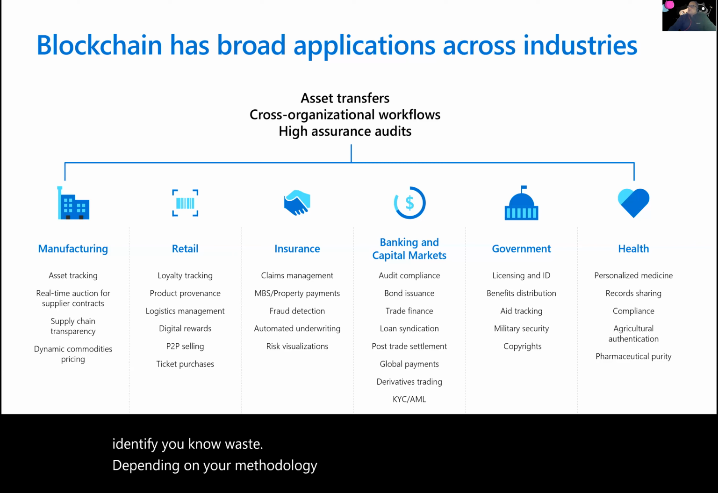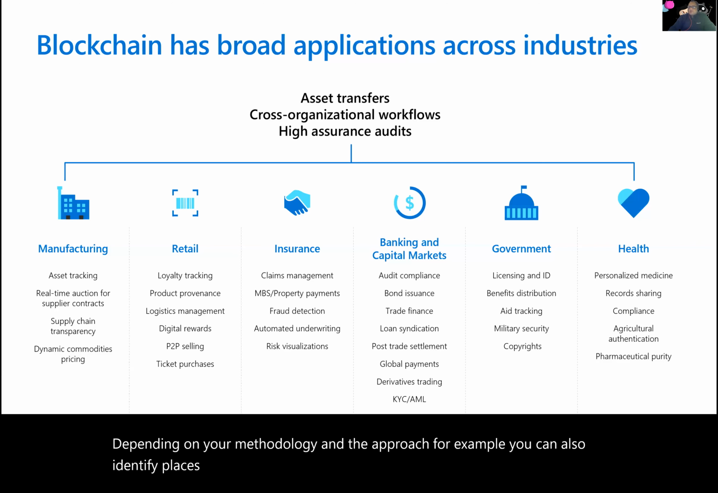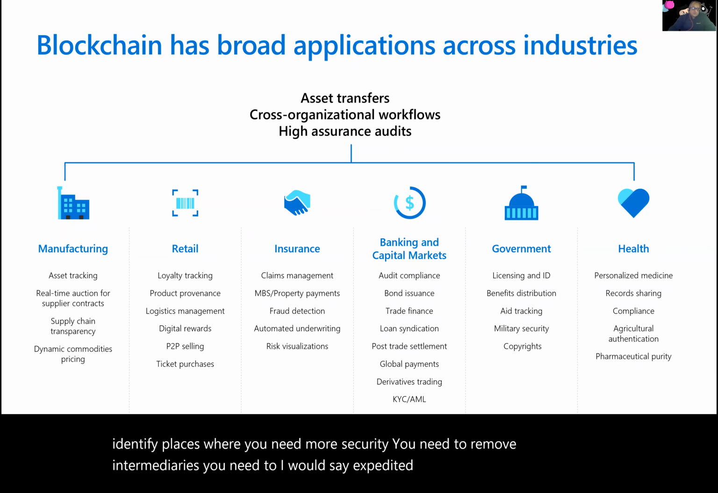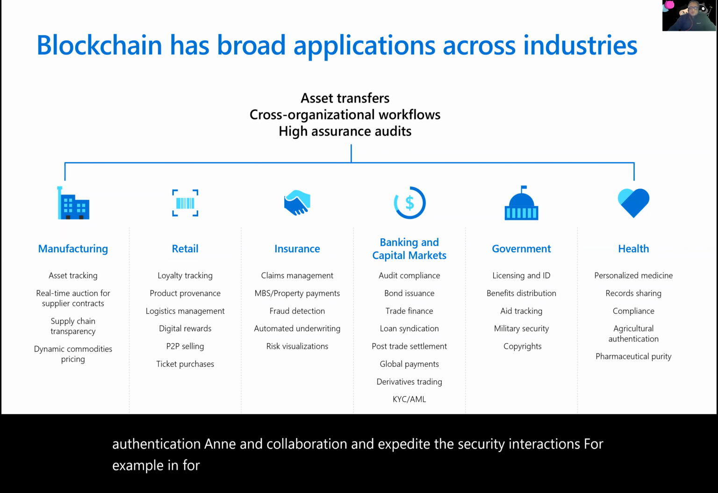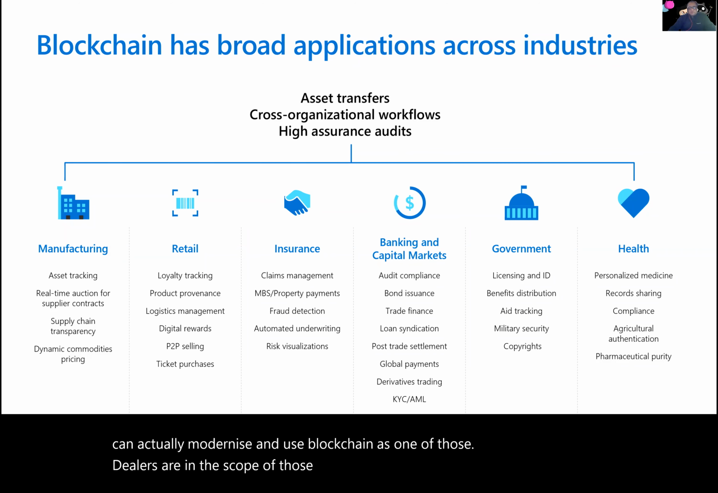For example, you can also identify places where you need more security, you need to remove intermediaries, you need to, I would say, expedite the process by having mutual authentication and collaboration, and expedite the security interactions, for example. And for all those different business verticals, there are ways that you can actually modernize and use blockchain as one of those pillars in the scope of those emerging technologies that I talked about.